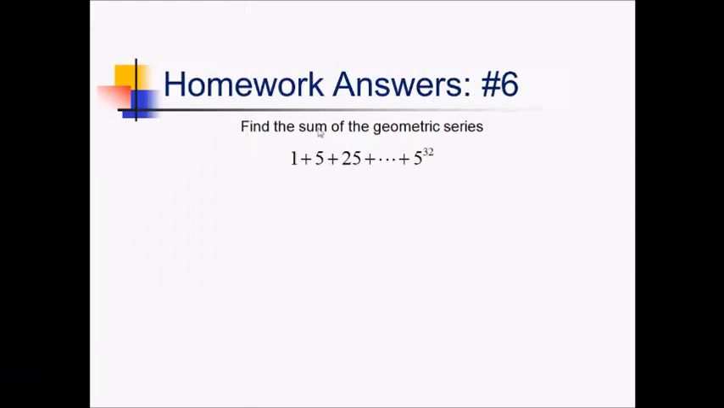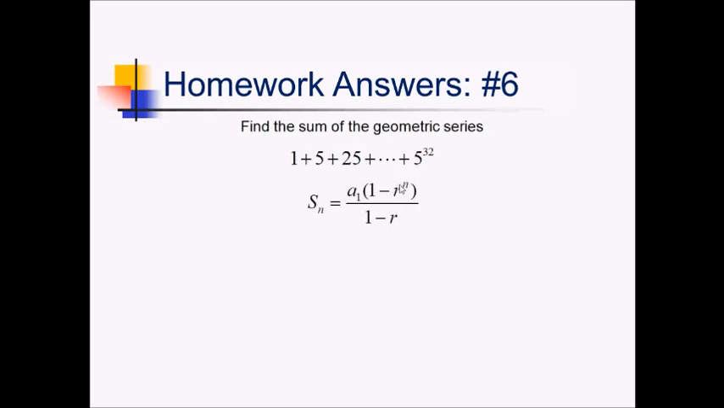For this problem, we're trying to find the sum of this geometric series. So I'm going to start with my sum formula. We've got a1 times 1 minus r to the n over 1 minus r. So we have to figure out a1, r, and n. A1 is just your first term, which is 1. And then for the common ratio, it looks like we're multiplying by 5 each time, so 5 is our r value.